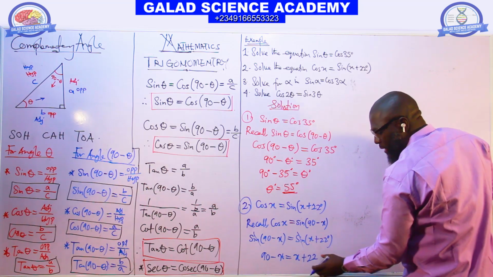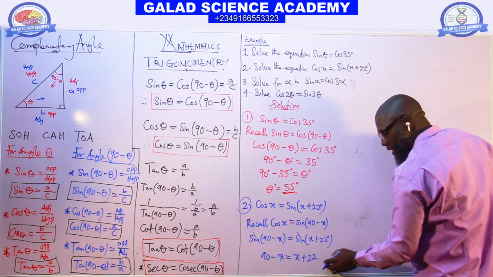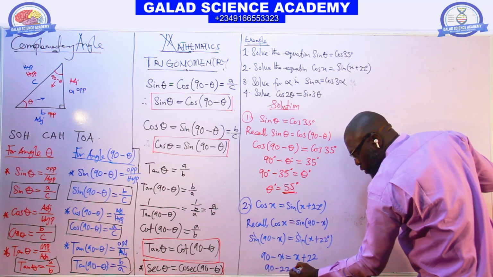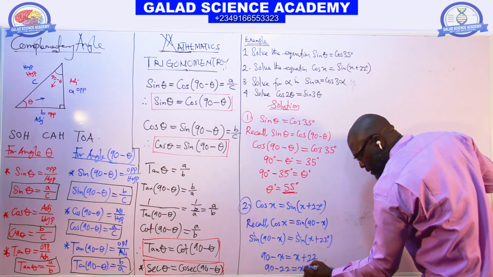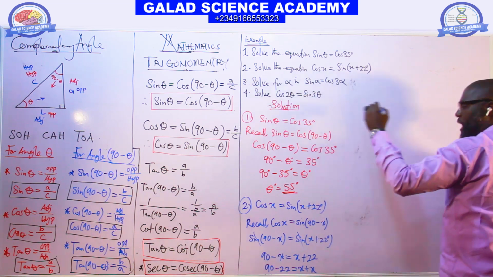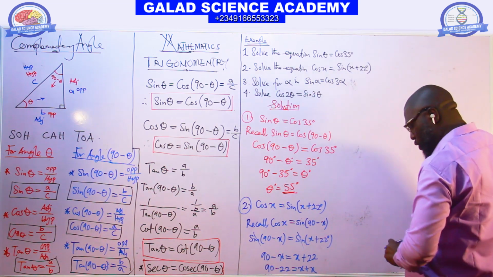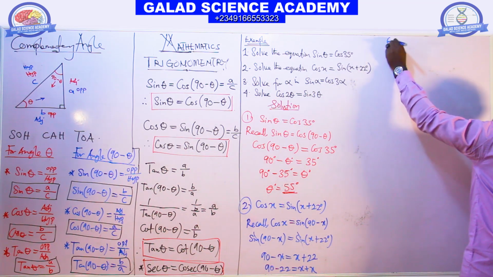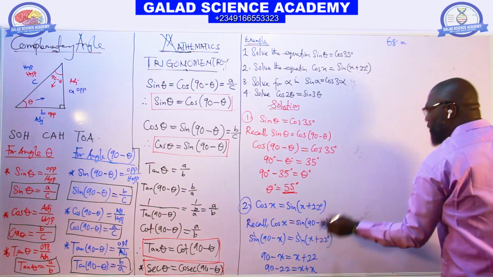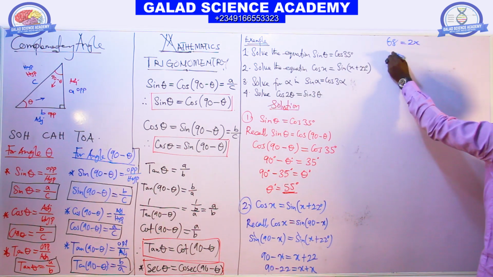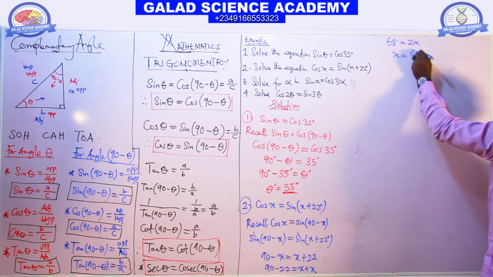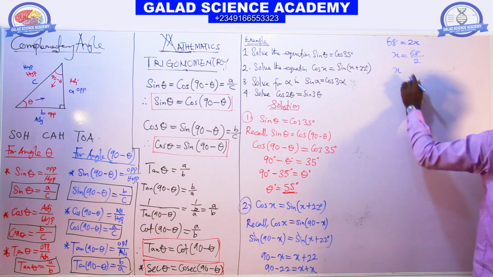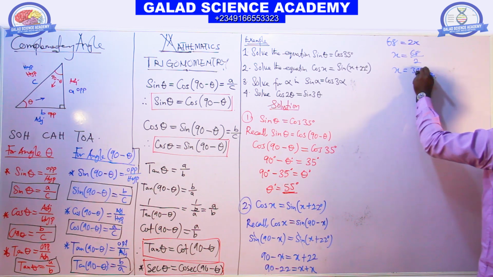Next thing is to collect the like terms. This will go here. You have 90 minus 22, then the x will come here, it will be x plus x. If you add it together, 90 minus 22 will give us 68. You have 68 equal to 2x. You now have x equal to 68 over 2. So x will be 34 degrees.